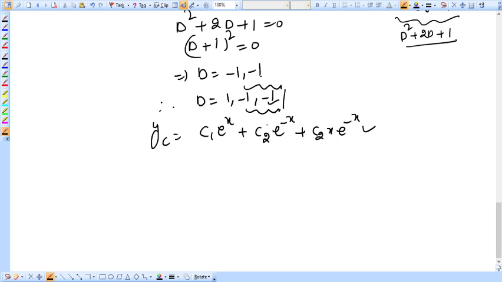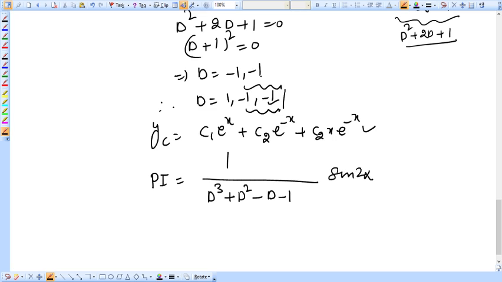Now let us find the particular integral. So the particular integral would be equal to 1 over D cube plus D square minus D minus 1 of sine 2x.